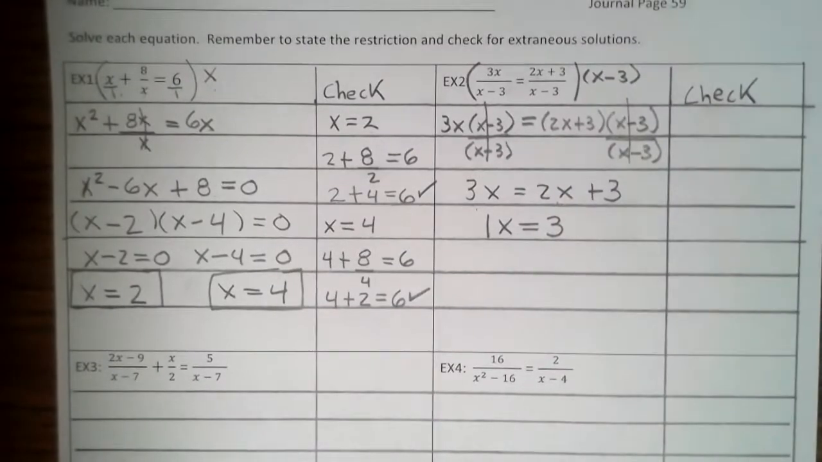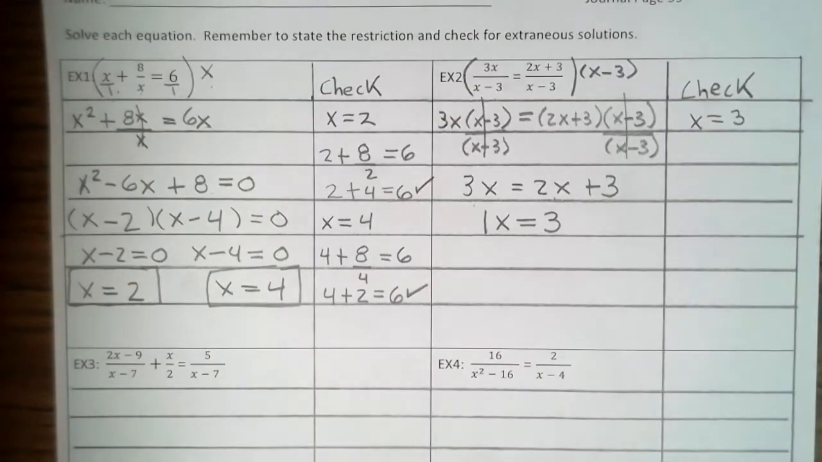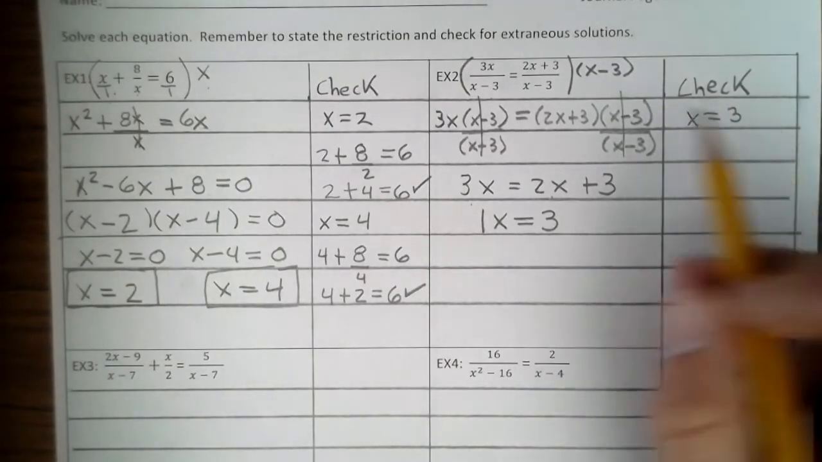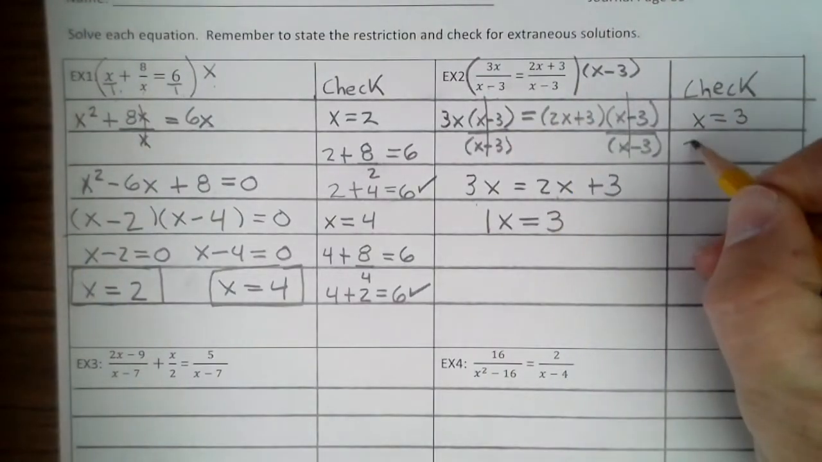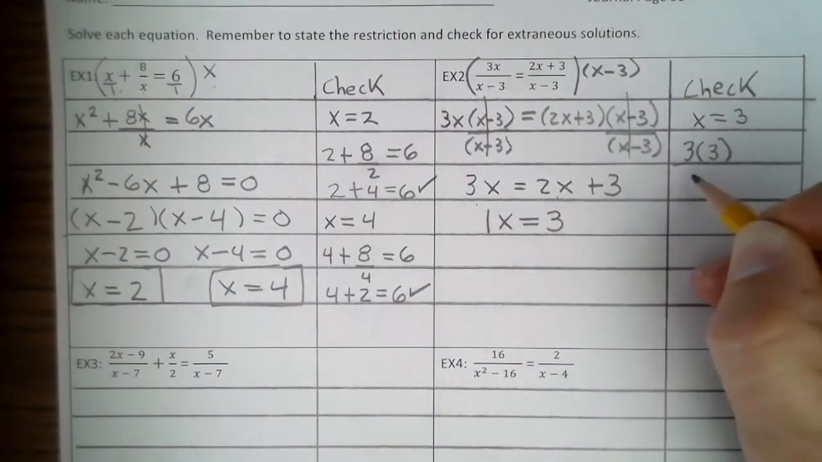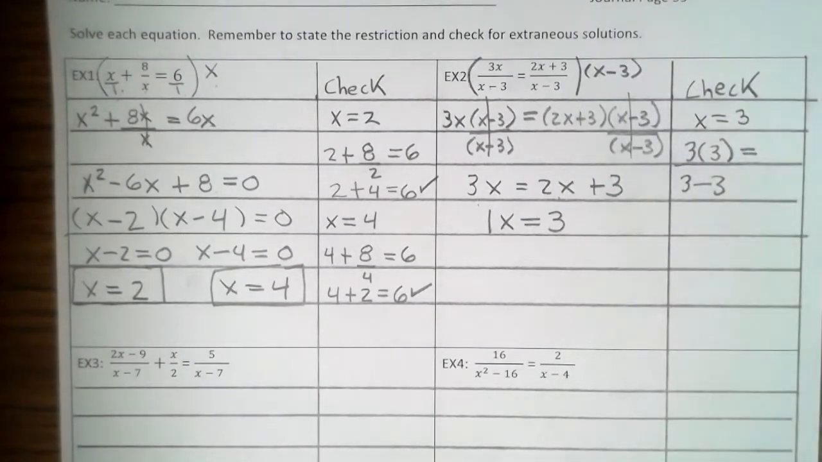example number 2. Okay, so we're going to check x equals 3. So we're going to plug 3 in. Now, one of the things you could do, instead of trying to write it all on one line, is do the left side and the right side. So we're going to do 3 times 3 divided by 3 minus 3. Well, that's 9 divided by 0.